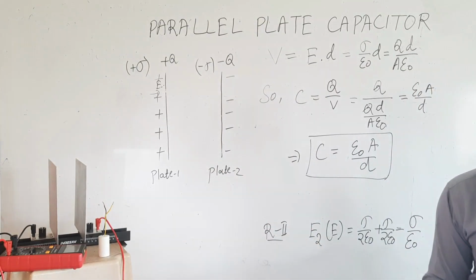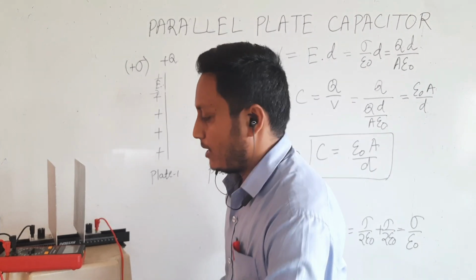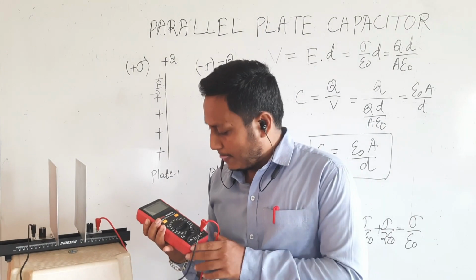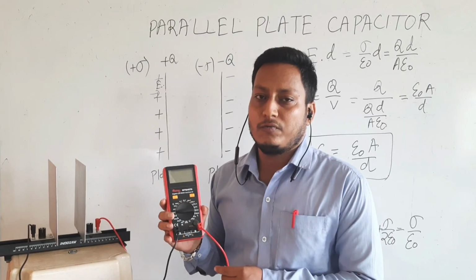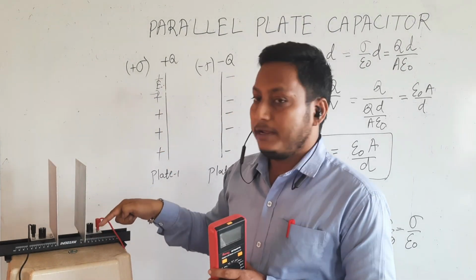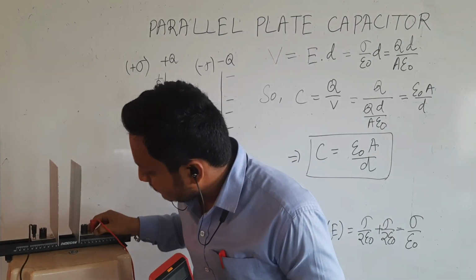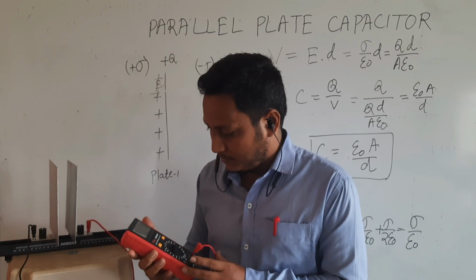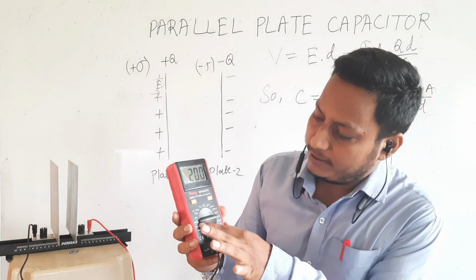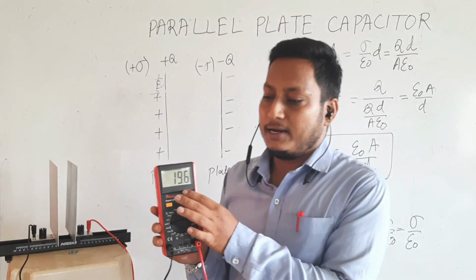Now I can show you the activity here, students. Suppose I have a capacitor here. This is a parallel plate capacitor with two plates, and here is a digital LCR meter to find out the capacitance. Let me switch it on and check. This is the area of the plate, and this is the distance between the plates. You can see the value comes to about 19 picofarad, in the range of 200 picofarad.